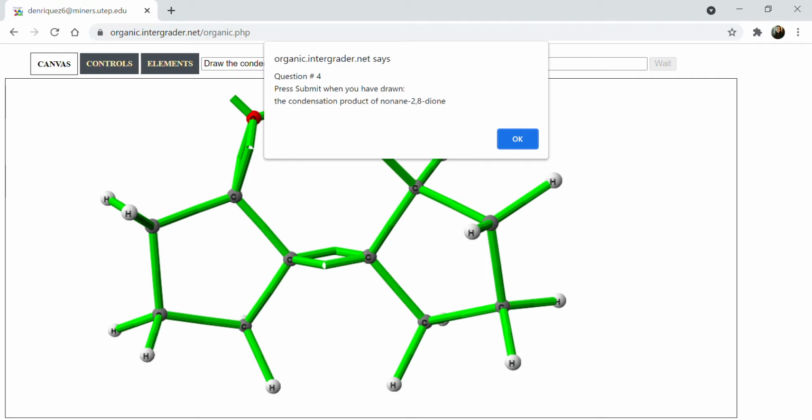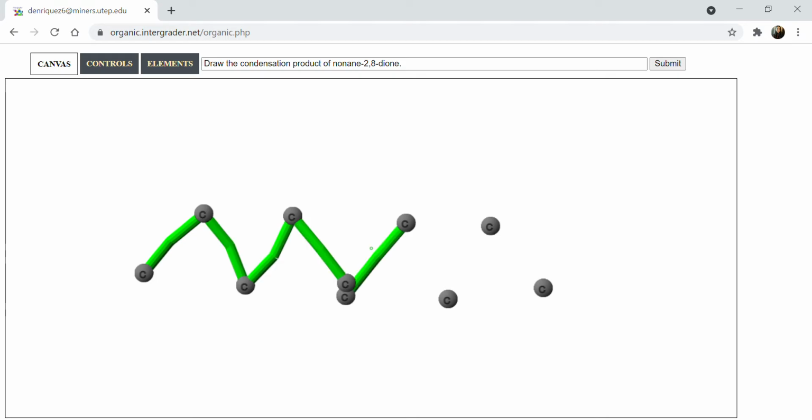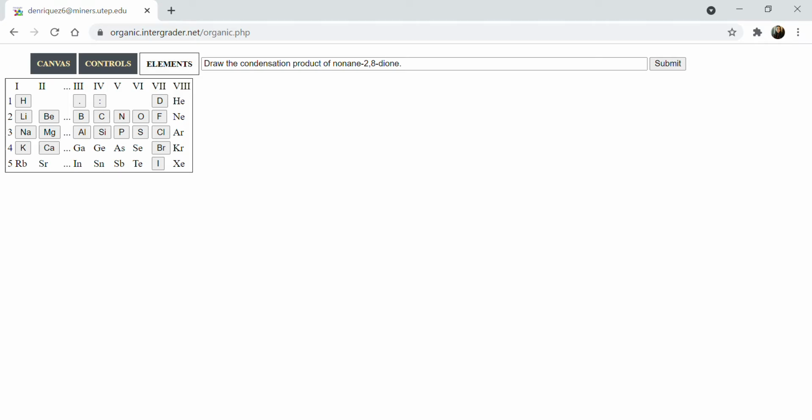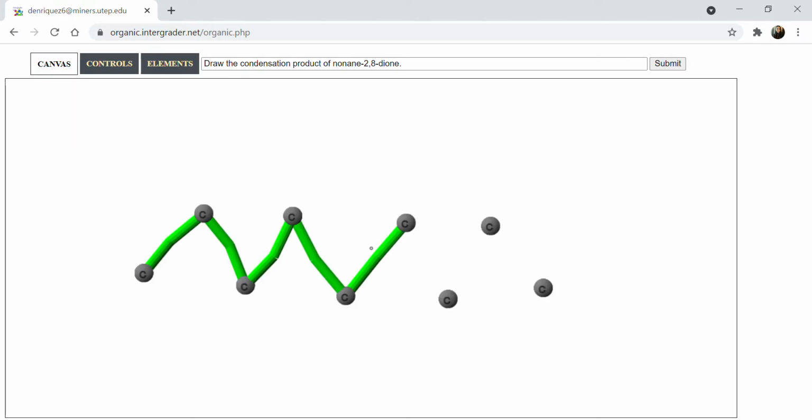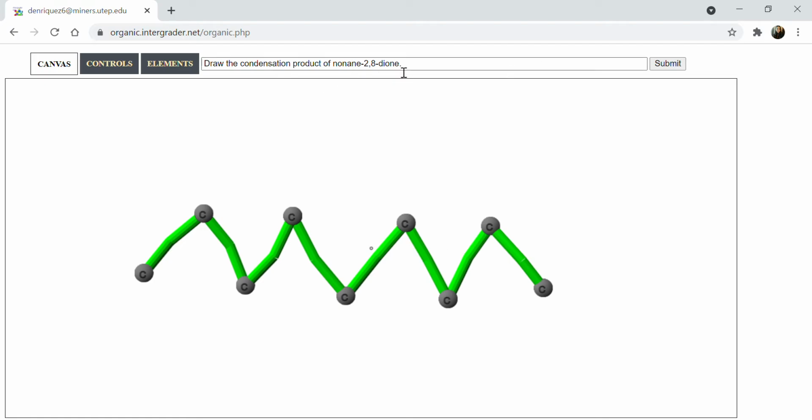Condensation product of nonane-2,8-dione. So I'm going to get 1, 2, 3, 4, 5, 6, 7, 8, 9. Bond them up. Okay, dione, nonane. So I'm going to have two ketones. That's why I have "di" in front of "one". One at the 2 position over here, and one at the 8 position right over here. 1, 2, 3, 4, 5, 6, 7, 8, 9.